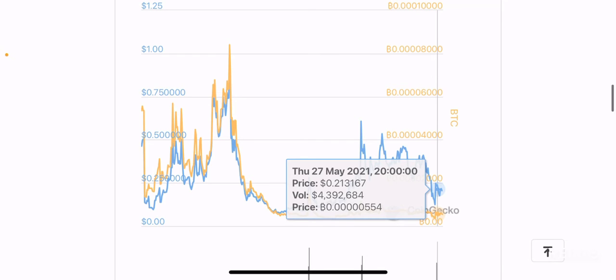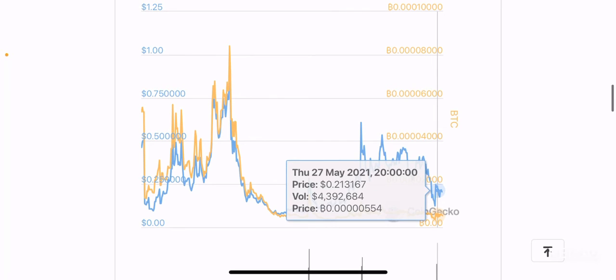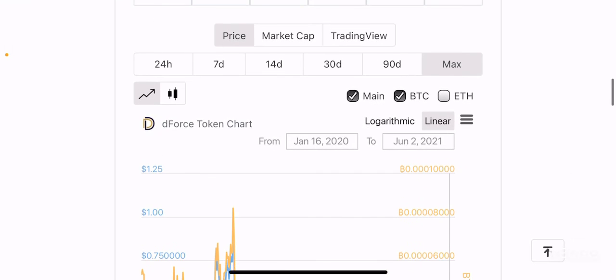Again, not financial advice, I'm not a financial advisor, right? But if you do your own research and you're comfortable with this project, then for the Bitcoin comparative, this is a really good price point. Let's look at the Ether comparative on the other hand.